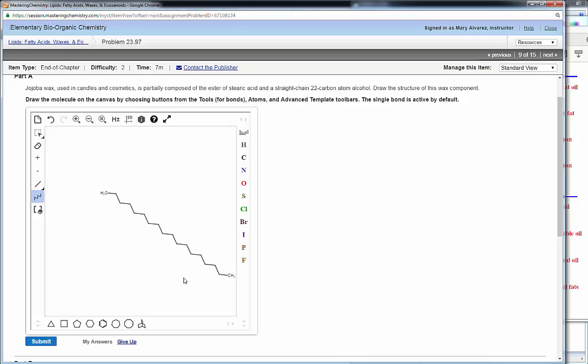There's 18 carbons. Carboxylic acid. Now we need a 22 carbon alcohol. Two carbons, alcohol, and here we go. That's going to be the ester. There we have it. All right.